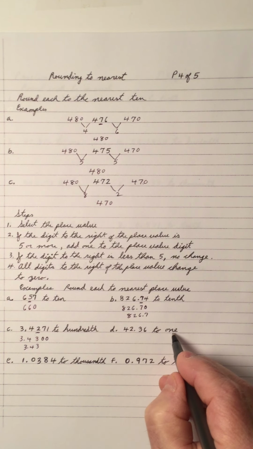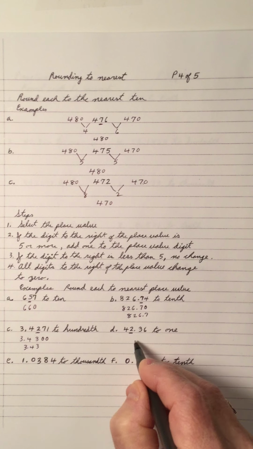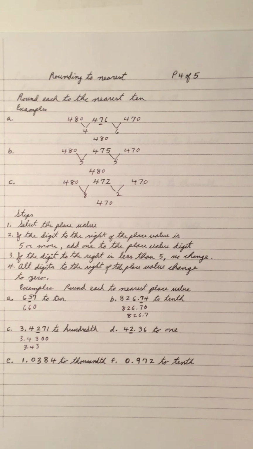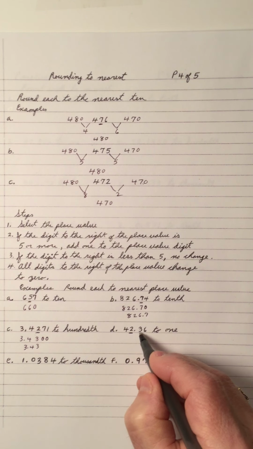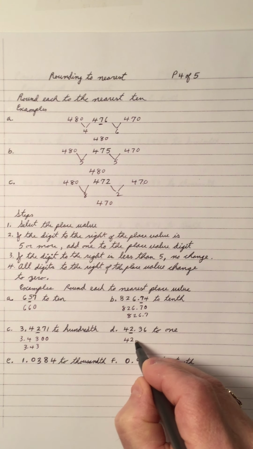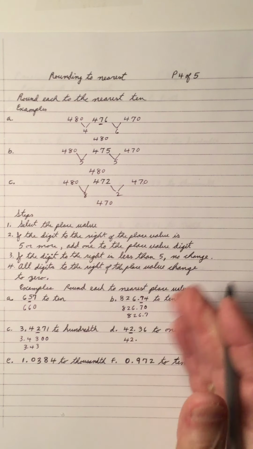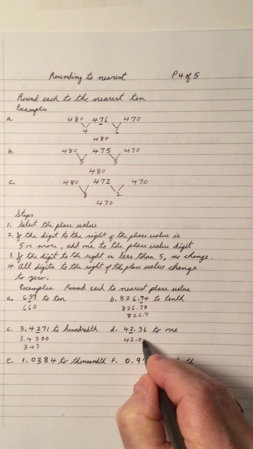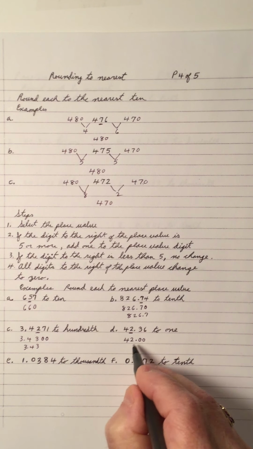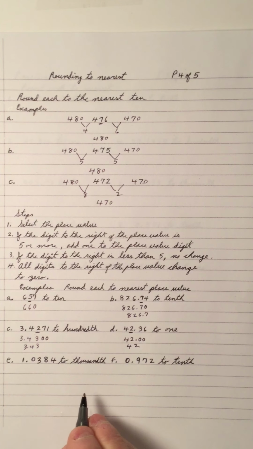D, round to the nearest ones place. So there, the 2 is in the ones place. So we look at the digit on the right, which is the 3. 3 is less than 5, so we do not change the digit. So that's 42. All the digits to the right of that become 0. And 42.00, that's the same as 42.